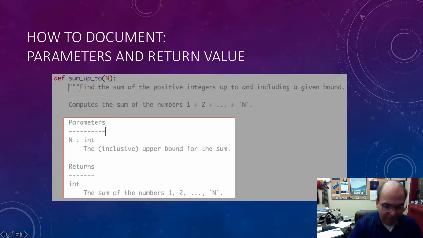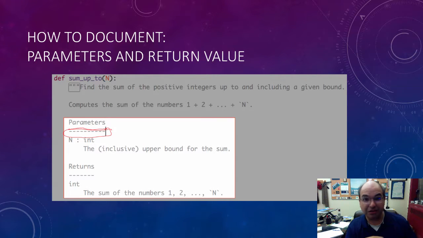Okay, now let's talk about parameters. For parameters, we simply have the word parameters and then we include a whole bunch of minus signs underneath it. It's kind of like an underlining of the heading. Okay, that's the way it's supposed to look, right? So parameters and then a bunch of minus signs. And then we say the name of the parameter. Notice that the parameter is n.